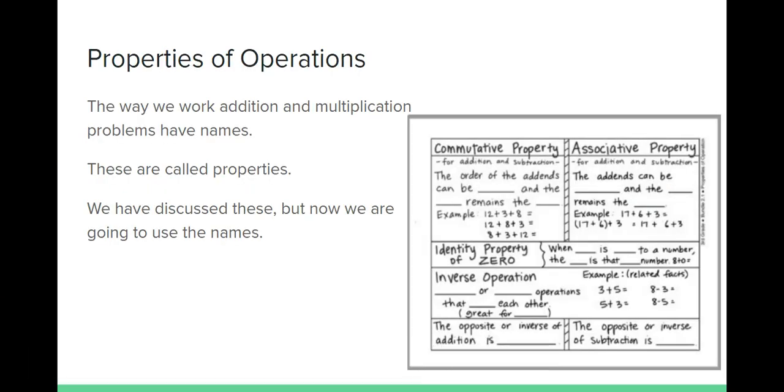All right, so now we're going to get into the properties of operations. So we just looked at how to solve equations that have multiple operations in them. Now we're going to look at some of the properties. When I say properties, I mean the way we work these addition and multiplication problems, and they have a certain name for each of the properties. We've already discussed some of these. We're just going to put a name to them now. We looked at a lot of them when we looked at multiplication yesterday.